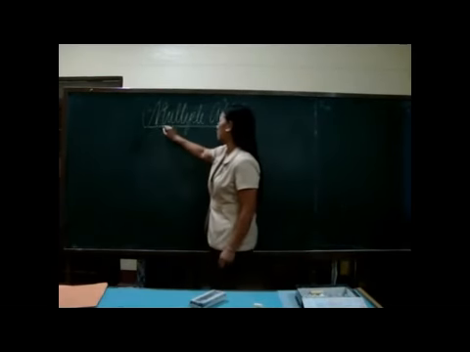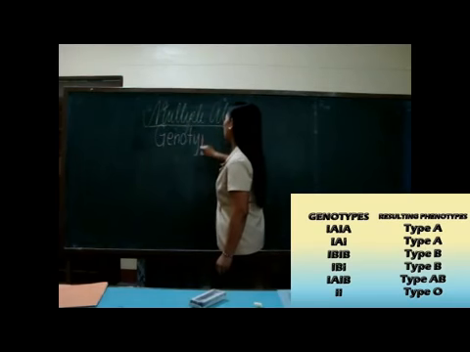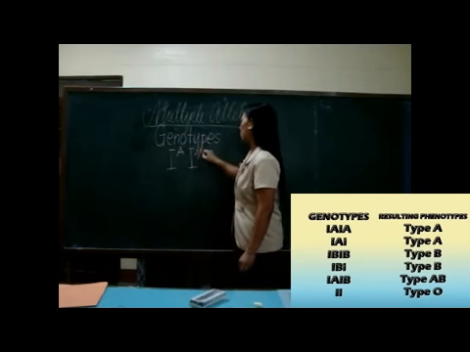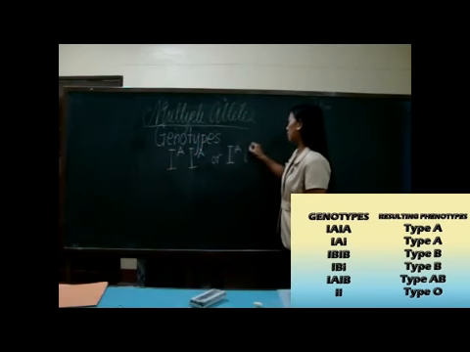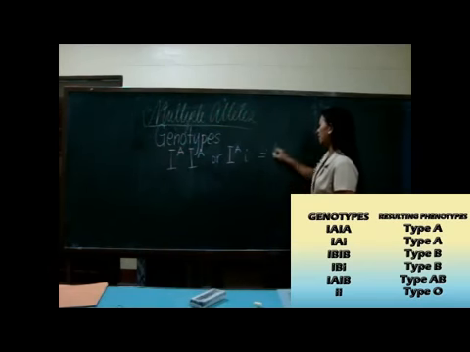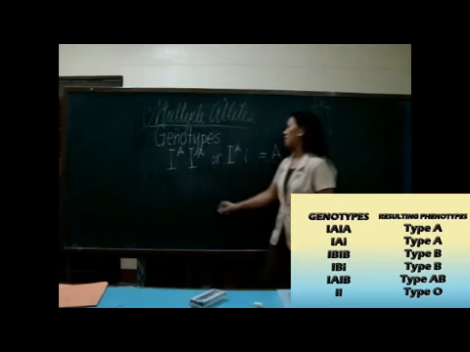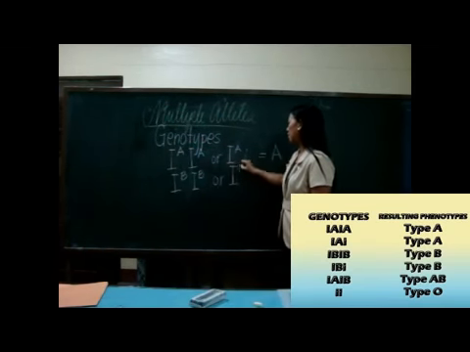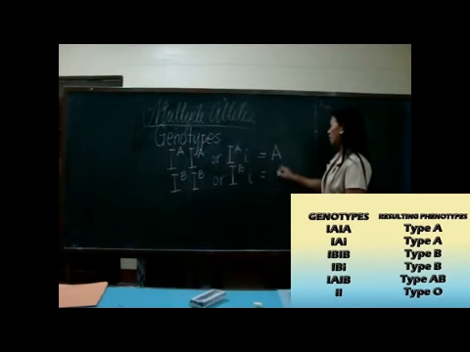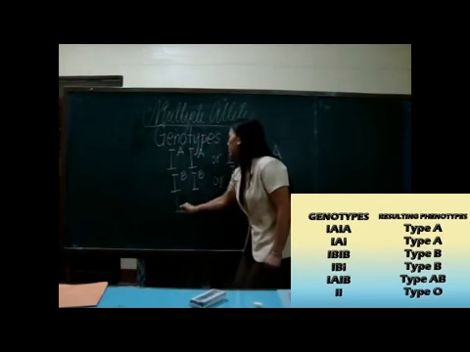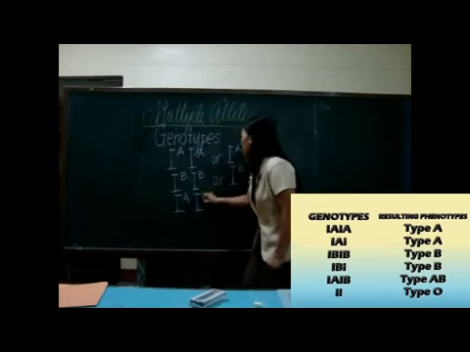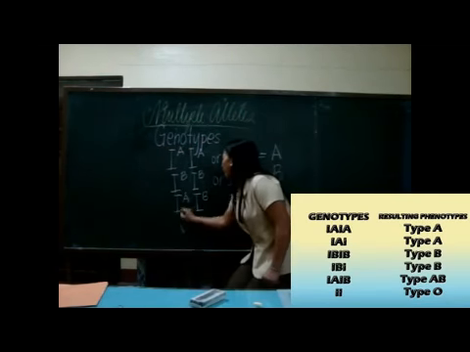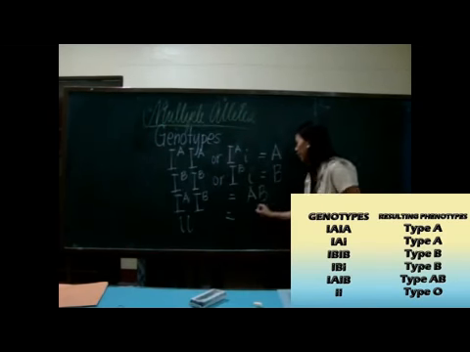The genotypes are, which is actually for blood type A. The genotypes actually stand for blood type B. Genotypes stand for blood type AB, and lowercase i stands for blood type O.